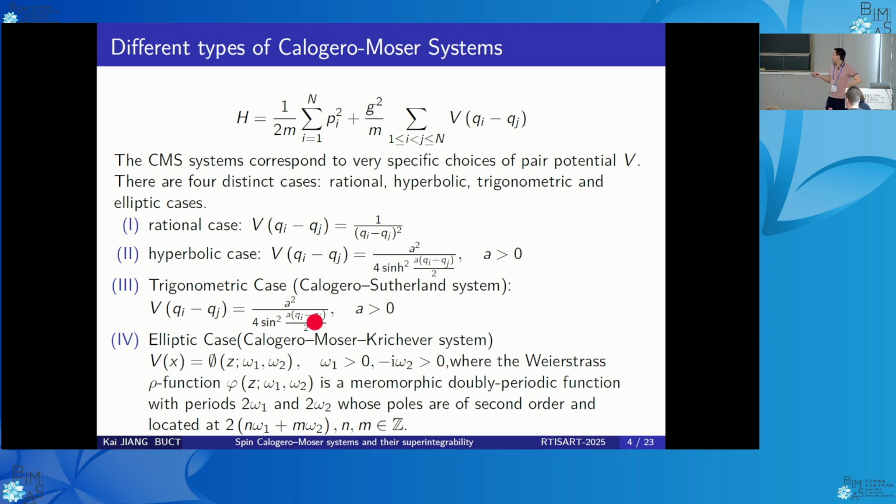And the last one is more complicated. It is called the elliptic case. It's related to the Weierstrass function and to algebraic geometry. I'm not quite familiar with the last part, so we will focus on the first three.